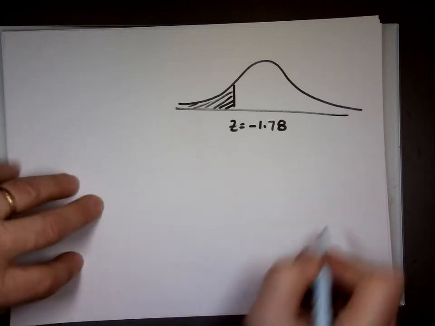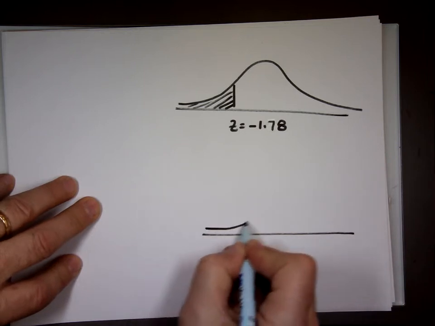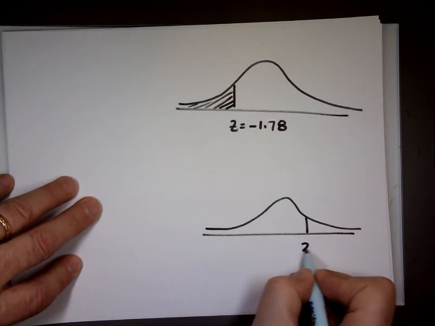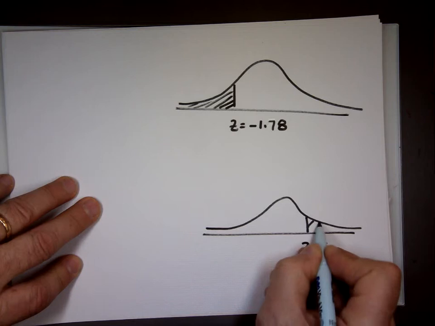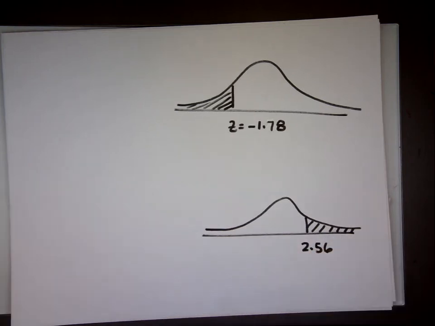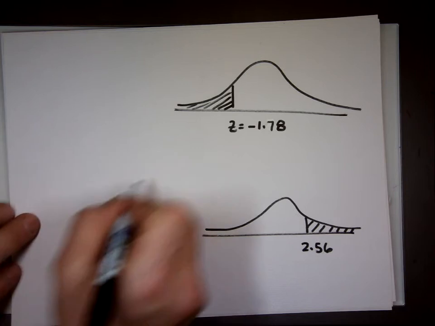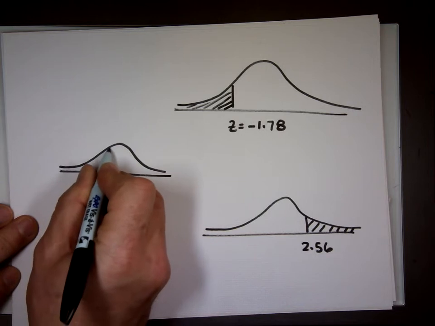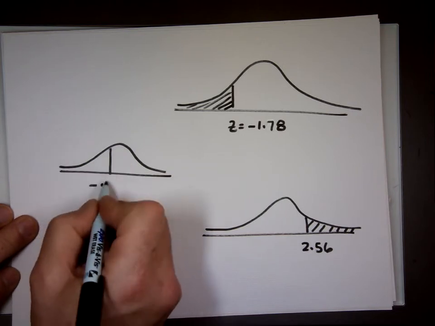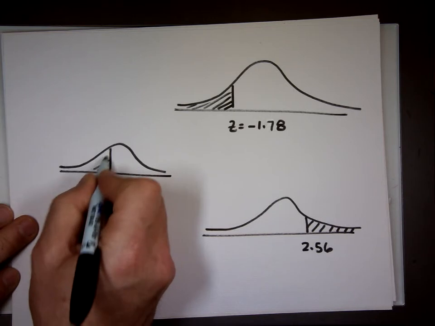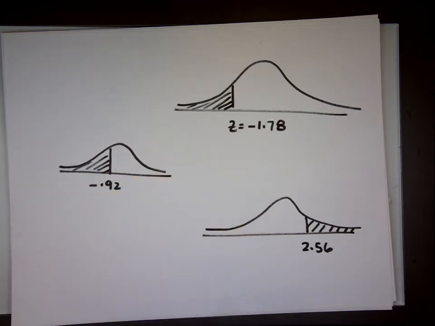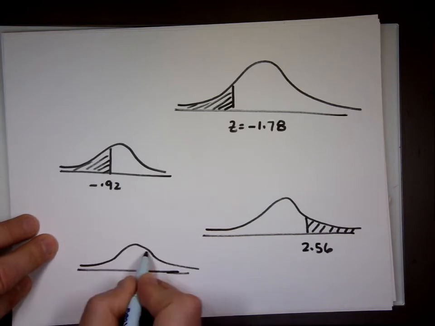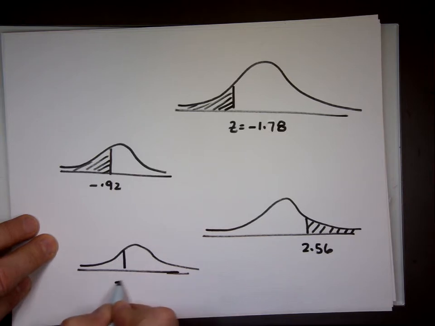Or I want to find the area to the right of 2.56. Or I want to find the area to the left of -0.92. Or I want to find the area to the right of -0.7, to the right of that.